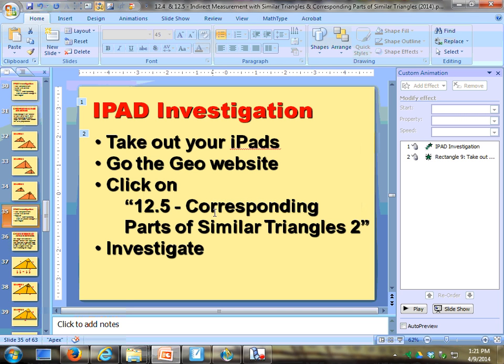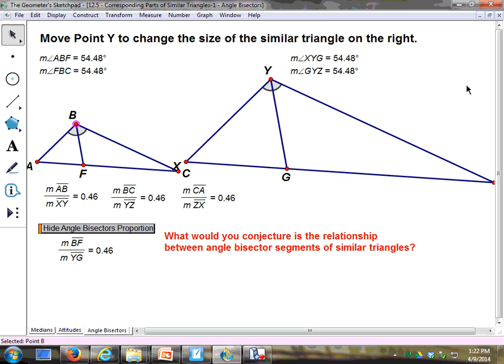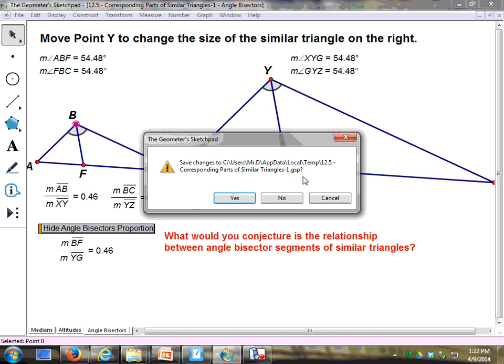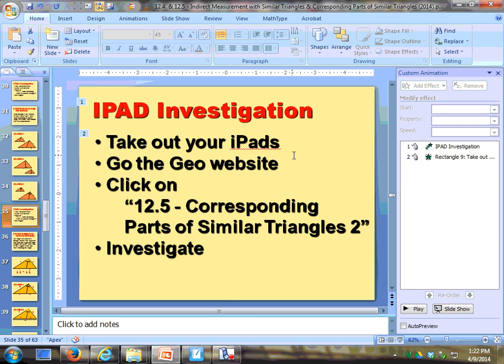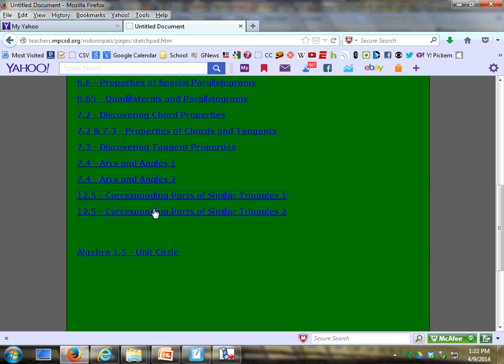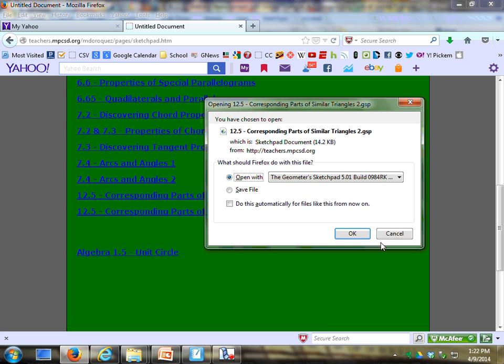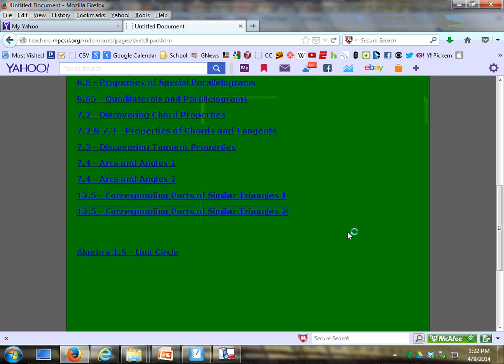The next conjecture is the hardest one. Chris, please. Sorry. The next one is the most confusing one, and it's the one that most people miss on the next test. So I want you guys to pay very, very close attention to what it entails. So, I have my website. Click on the second investigation.